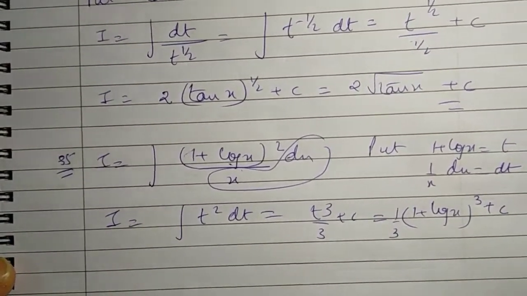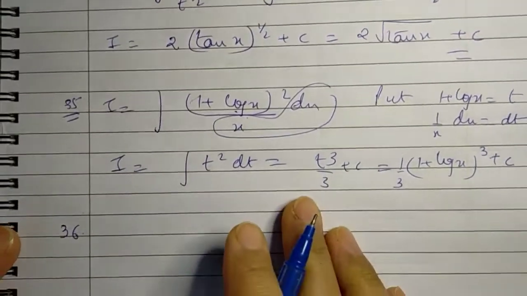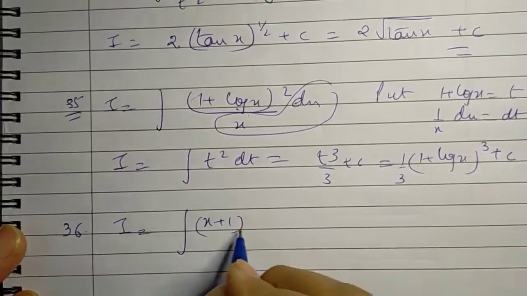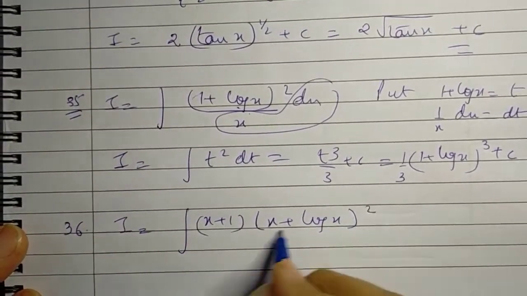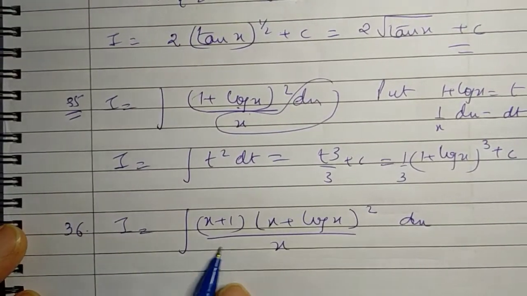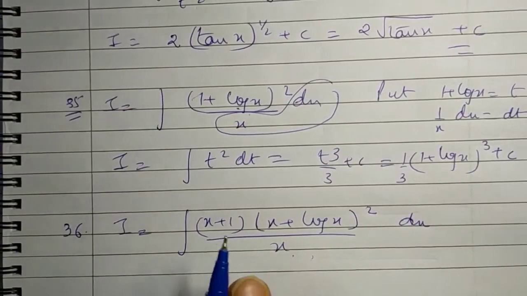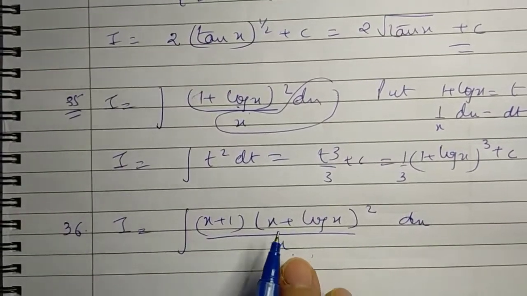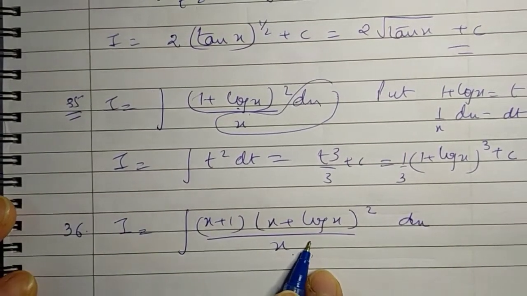Now let's come to the next one, that is question number 36. It says I is equal to x plus 1, x plus log x whole squared, whole upon x into dx. On the first look, this question looks very complicated, but we don't have to get perturbed just by looking at the question. We will slowly deal with it step by step, and it will automatically give you the answer.